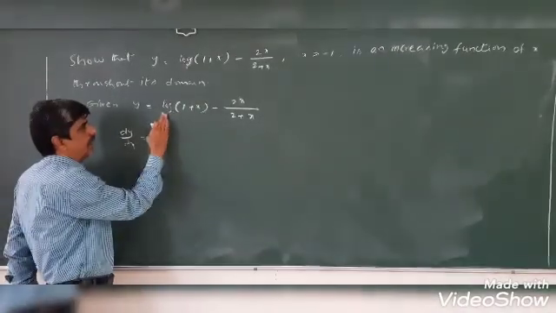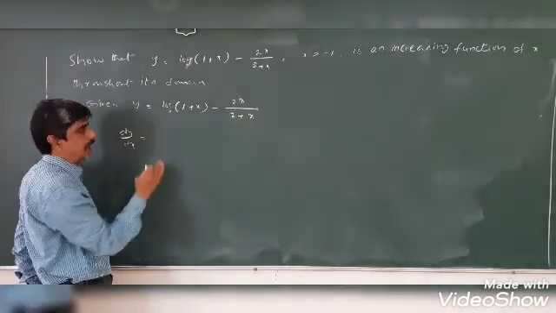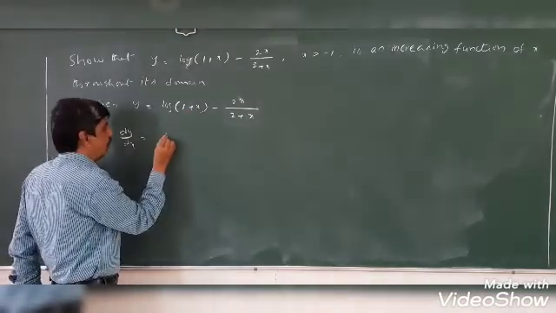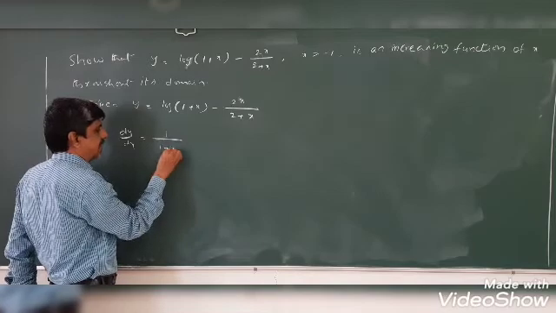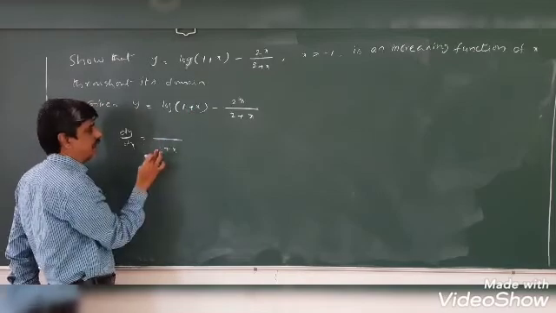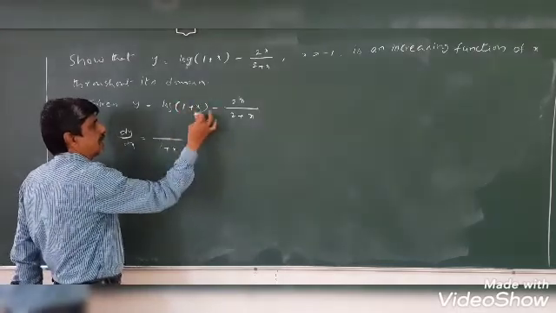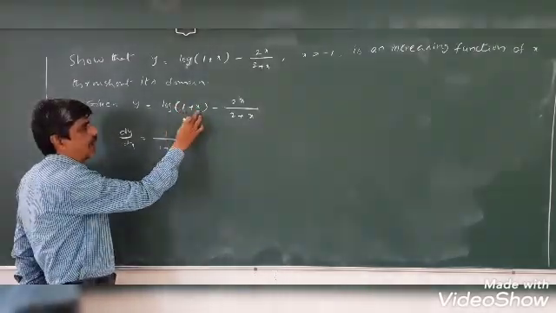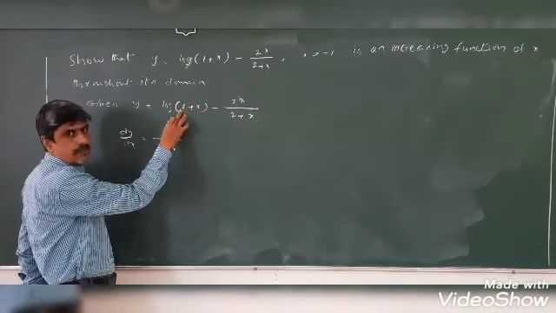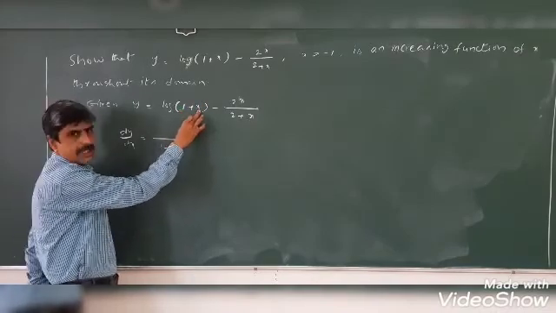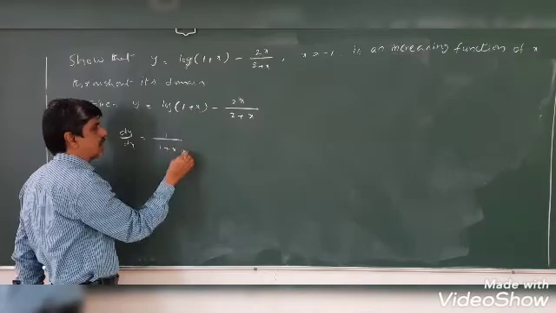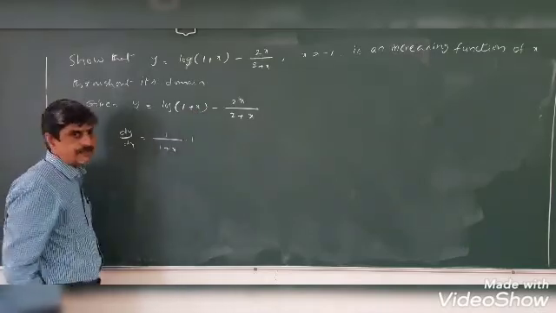Now we use the formula for dy by dx of log x, which is 1 by x. Here, in the place of x we have 1 plus x, so write 1 by (1 plus x). Then dy by dx of (1 plus x) is dy by dx of 1, which is 0, plus dy by dx of x, which is 1. So 0 plus 1 is 1.